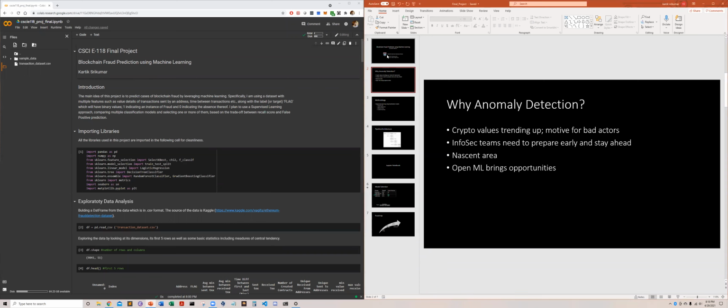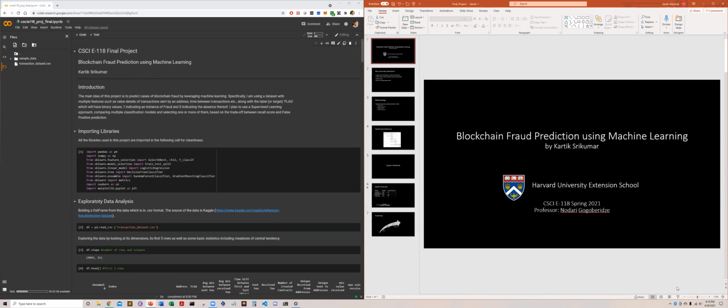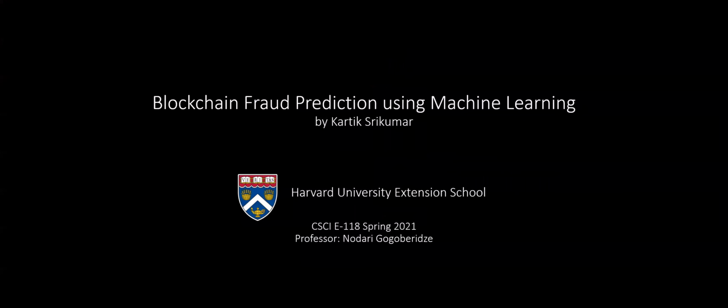This is my presentation for my final project for the CSCIE 118 course. This project is essentially an anomaly detection project where I have attempted to predict blockchain fraud using various machine learning techniques.